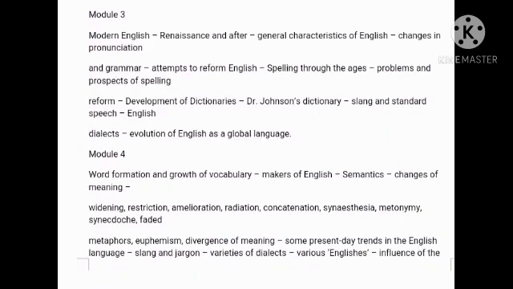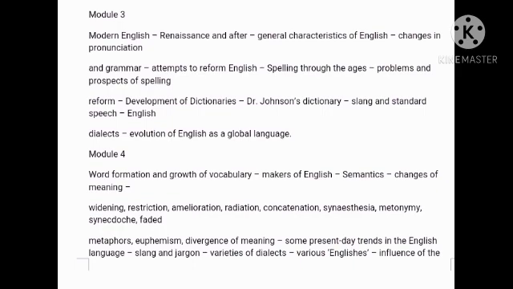Next, Module 3 consists of topics like Modern English, Renaissance and after, general characteristics of English, changes in pronunciation and grammar, attempts to reform English, spelling through the ages, problems and prospects of spelling reform, development of dictionaries, Dr. Johnson's dictionary, slang and standard speech English, English dialects, evolution of English as a global language.